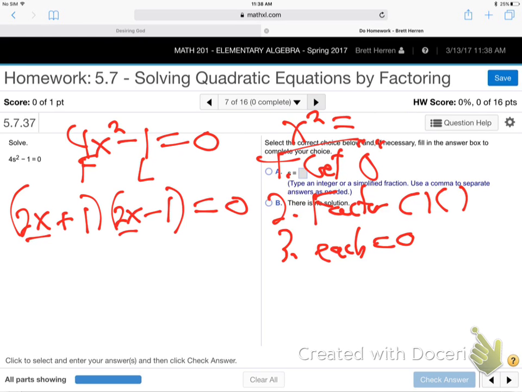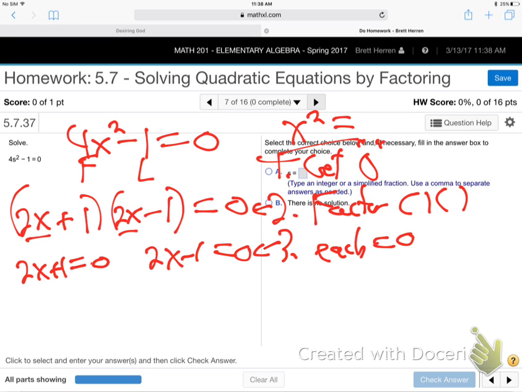Good. 2 there. And then set each one equal to their own 0, right? Step 3. Here's step 2. Each one gets their own 0 because they're multiplying to be 0. So either one could be 0. And then you've got to solve each one separately, huh? This one's a little more work. We have to actually solve it out because it's got 2 parts.